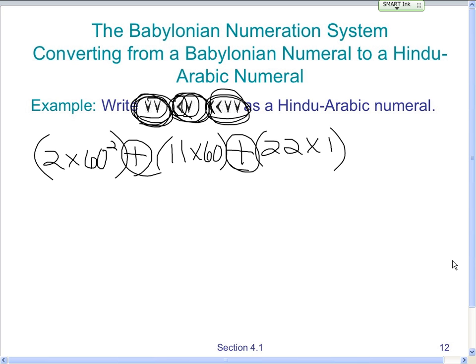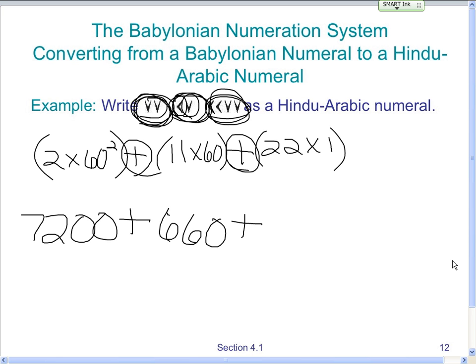Okay, so getting out your scientific calculator, the one I told you that you had to buy, you're going to multiply 2 times 60 squared and figure out what that is. And that is 7,200. And you're going to multiply 11 times 60. And that is 660. And 22 times 1 is 22.